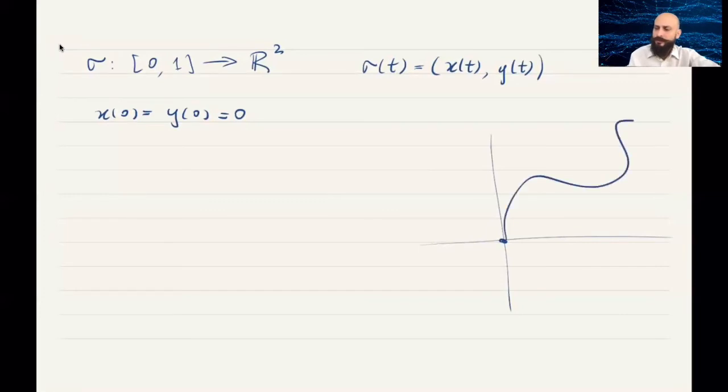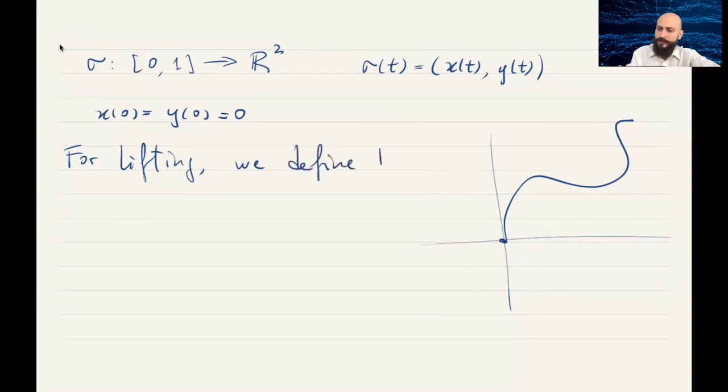Now we want to lift this curve in the three-dimensional space. Initially it was in R2, now we want to go into R3. So we have to get the third coordinate, and we do it like this. For lifting, we define the third coordinate as, let's call it z of t.